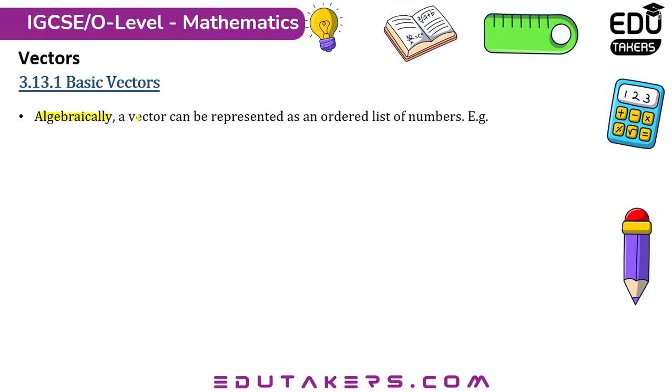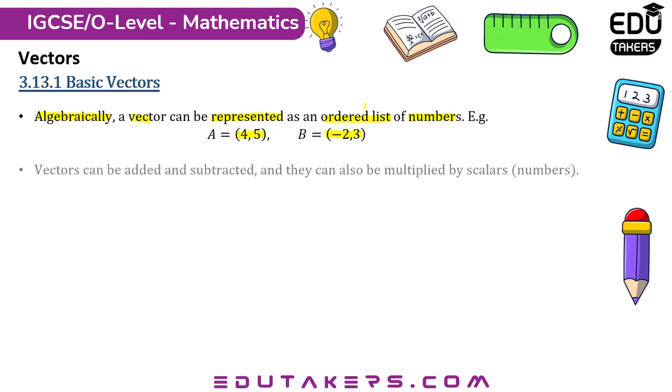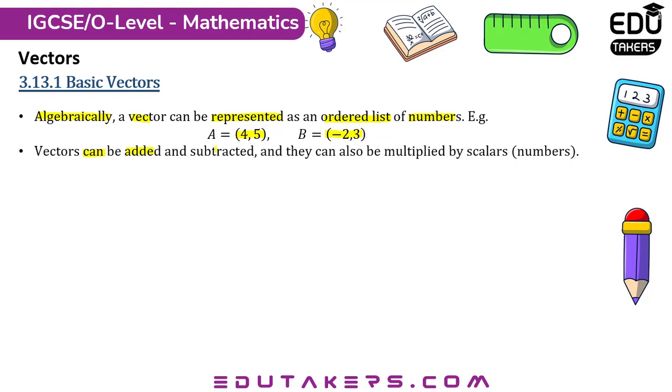Algebraically, a vector can be represented as an ordered list of numbers. For example, vector A is 4, 5. Vector B is -2, 3. Vectors can be added and subtracted, and they can also be multiplied by scalars, known as numbers. These operations have geometric interpretations.